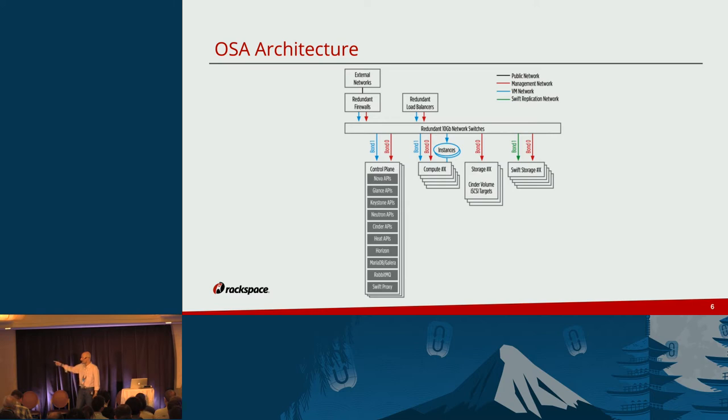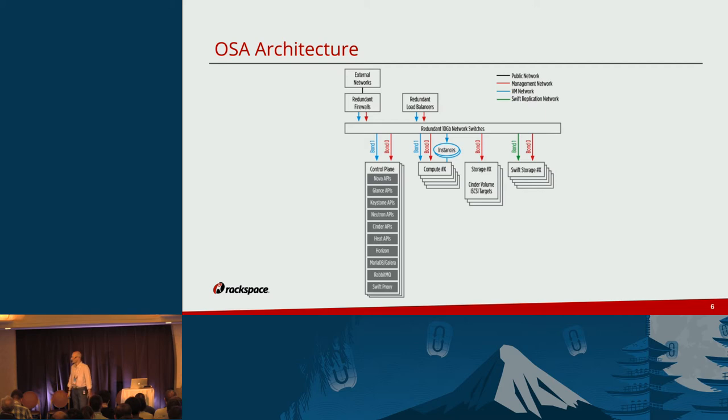Next, you have the compute nodes where your instances live, and then the last two set of boxes are for storage. So it's a pretty standard OpenStack cloud. But of course, if you see this, you're thinking, I mean, this is as far as it can be from DevStack, right? A single node.